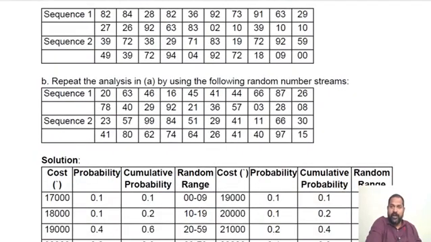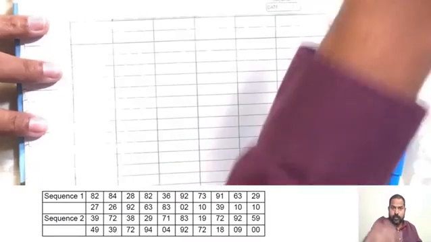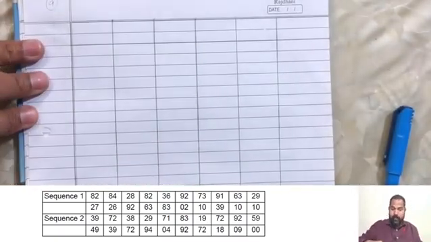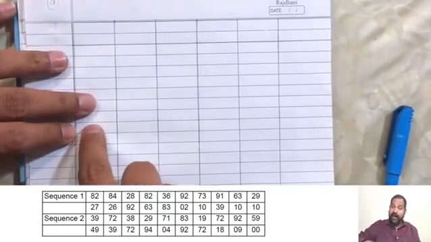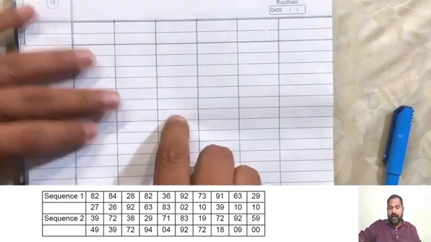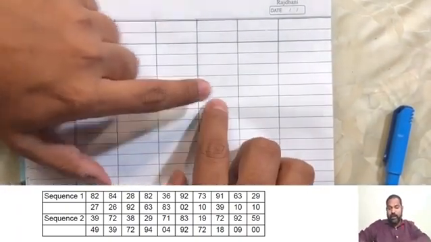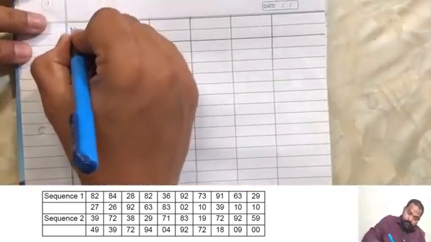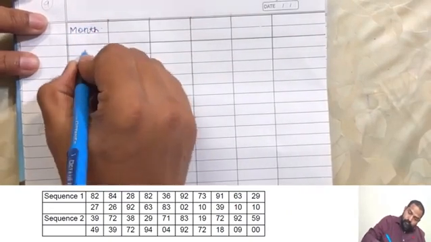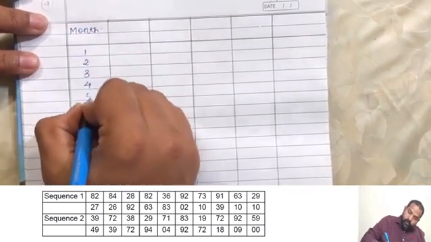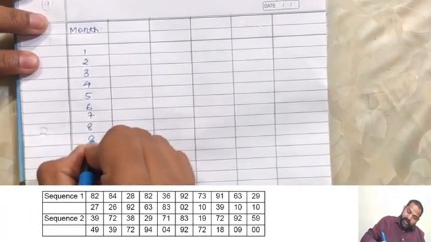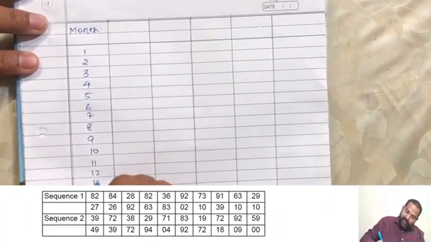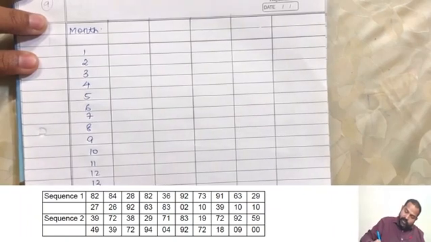So can I say column number 1 is going to be month? Correct? So this is going to be month. After that, you are going to have random number for cost, random number for revenue, and then you are going to have net. So I can start with a month here. Month 1, 2, 3, 4, 5, 6, 7, 8, 9, 10, 11, 12, 13, 14, 15, 16, 17, 18, 19 and 20.